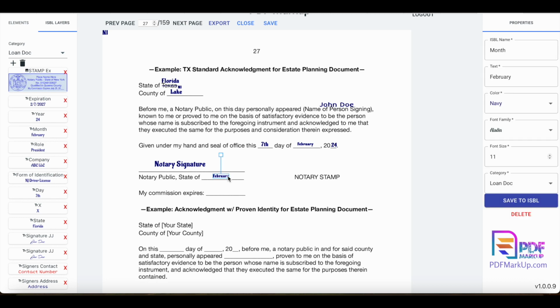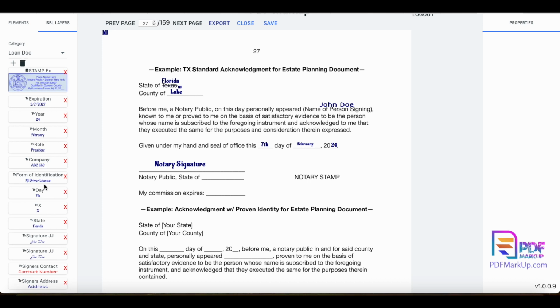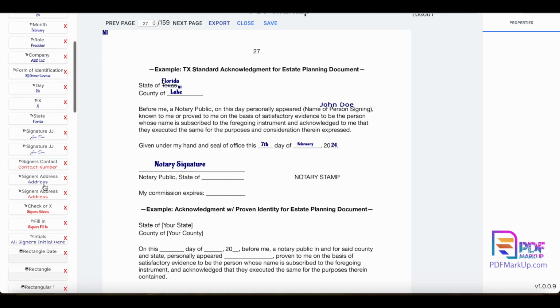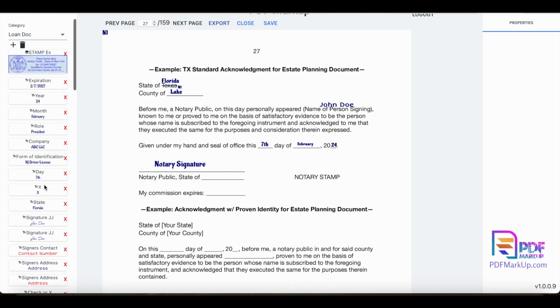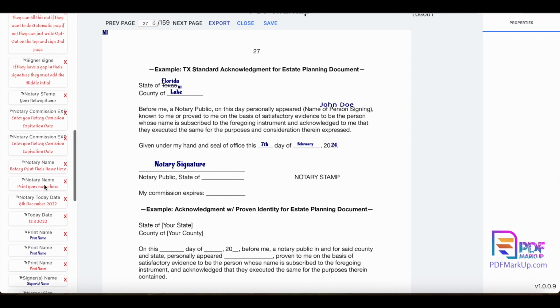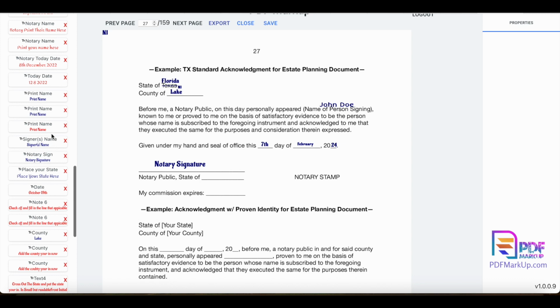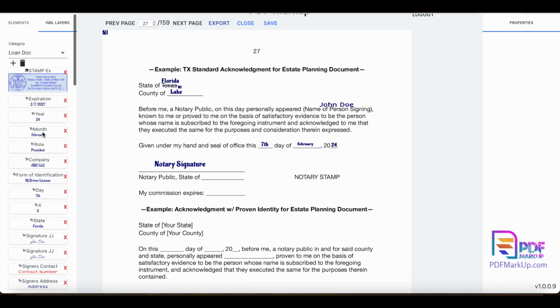So I don't know why I put February here. Sorry about that. Long day. I try to make these classes in between notarizing docs, closing, and a number of other things that I'm doing. So let's get this going here. State, we got Lake. State of Florida, so we got Florida on top.